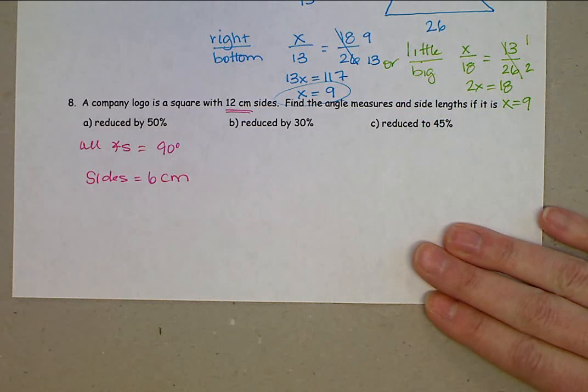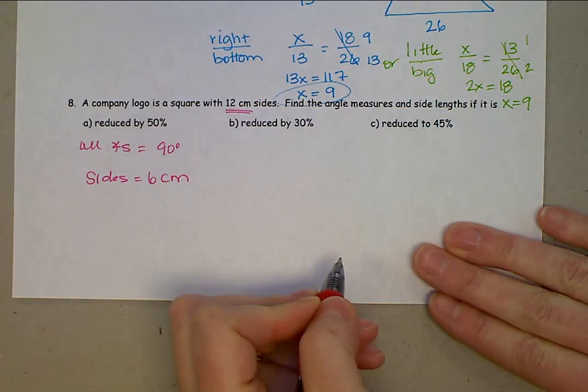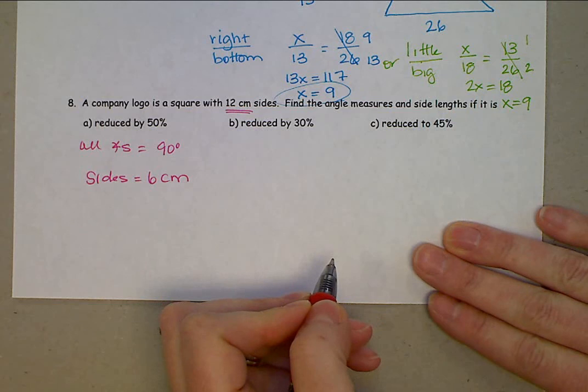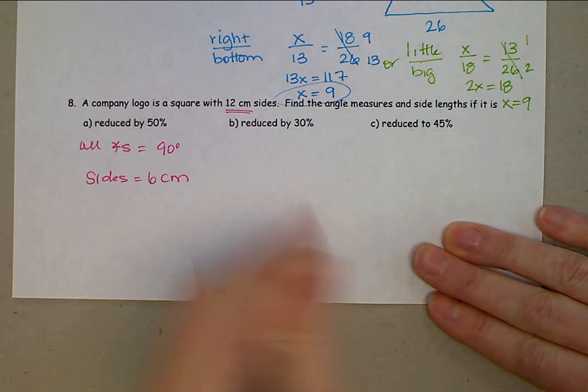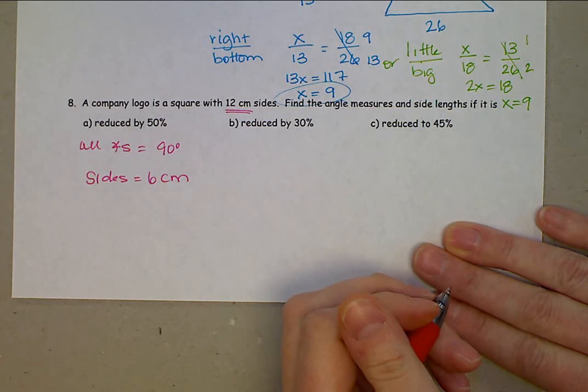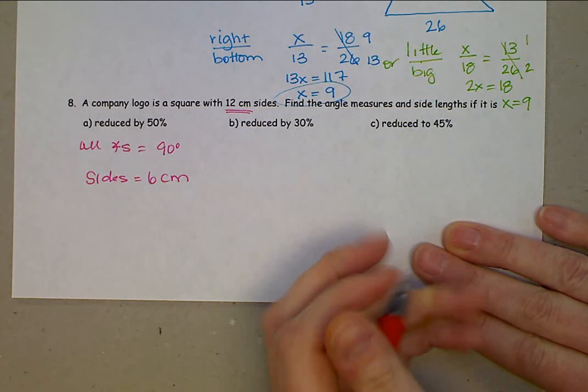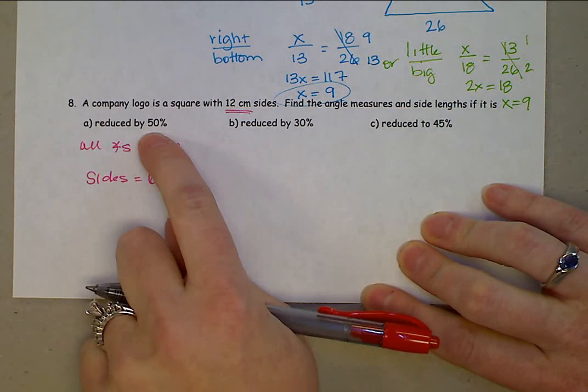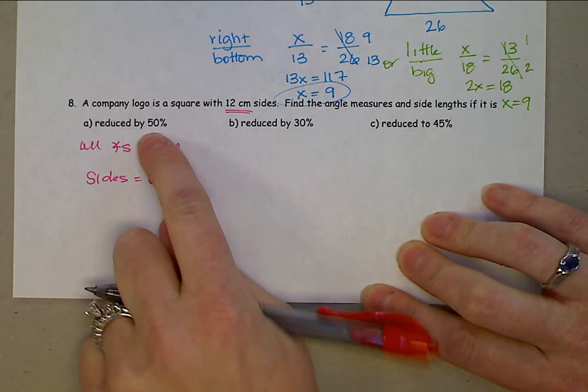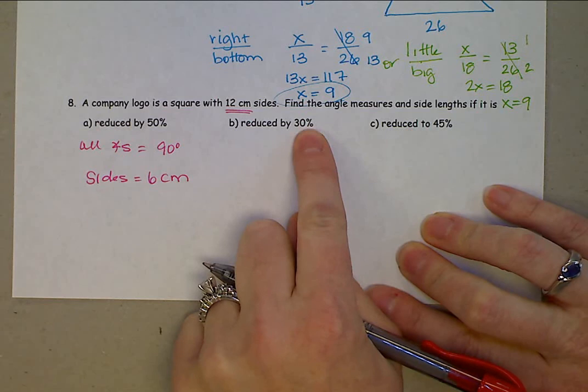B says reduced by 30%. Again, all the angles, because it's a square, are 90 degrees. Okay, we know that they're going to be similar, so all the angles are going to be the same. When it says it's reduced by 30%, we need to think about the fact that we had 100% to begin with, and then we're taking away 30%. So when we set up our proportion here, this one's not quite as easy as A, because reducing by 50 is pretty straightforward. You know that it's half, right? Here it's not so straightforward, because we're going to have 70% left over.